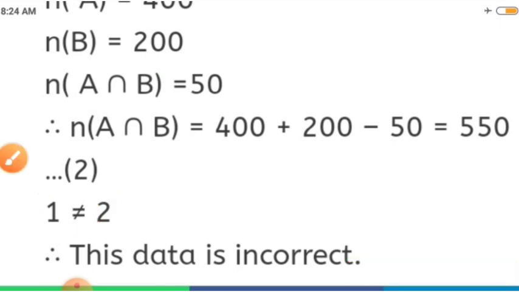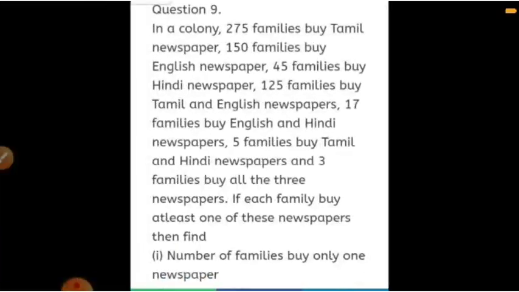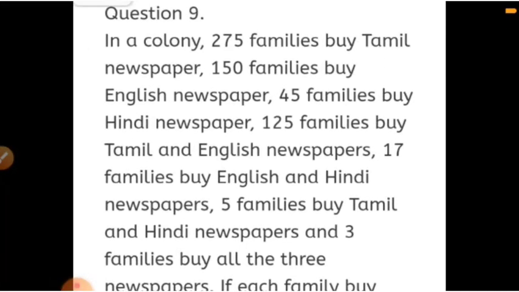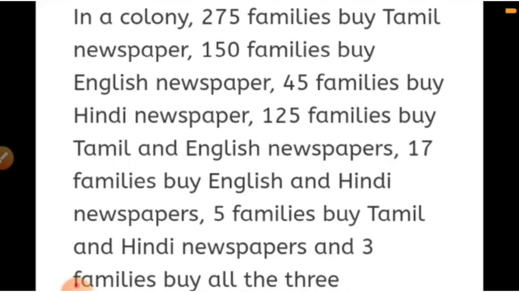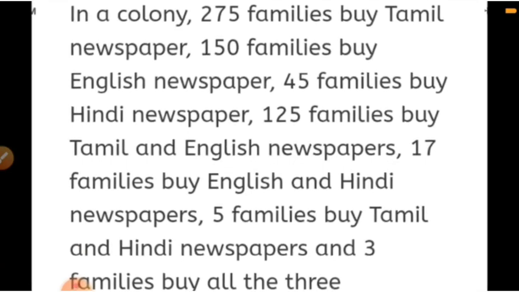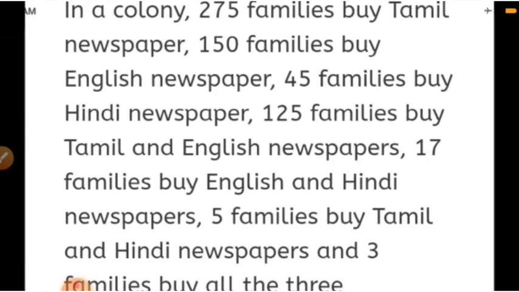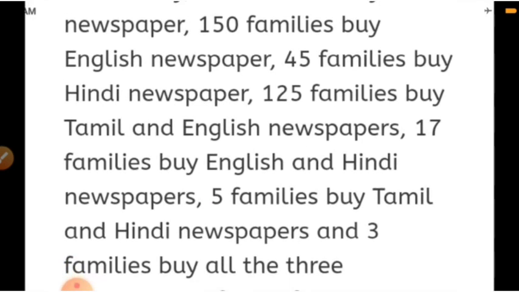Okay, next, question 9. In a colony, 270 families buy the Tamil newspaper, 150 families buy the English newspaper, and 450 families buy the Hindi newspaper.